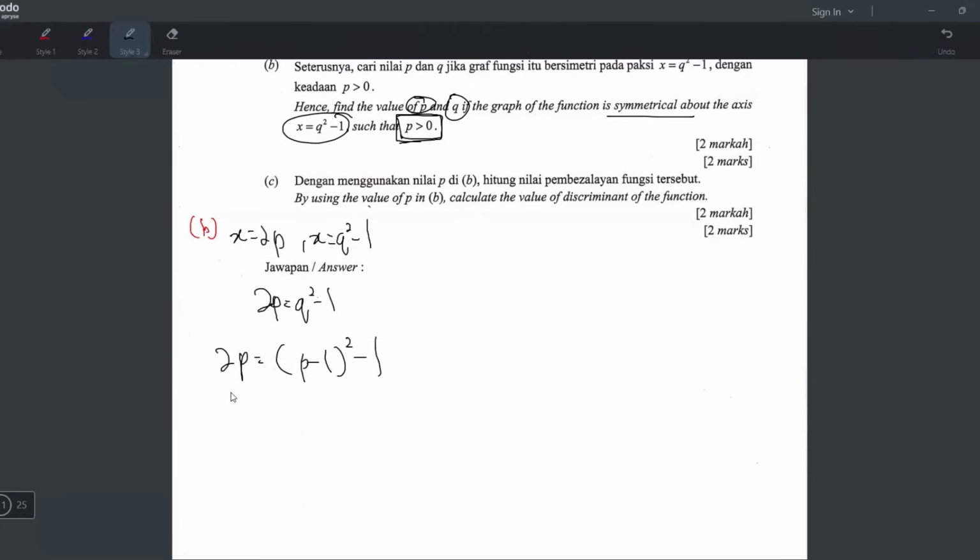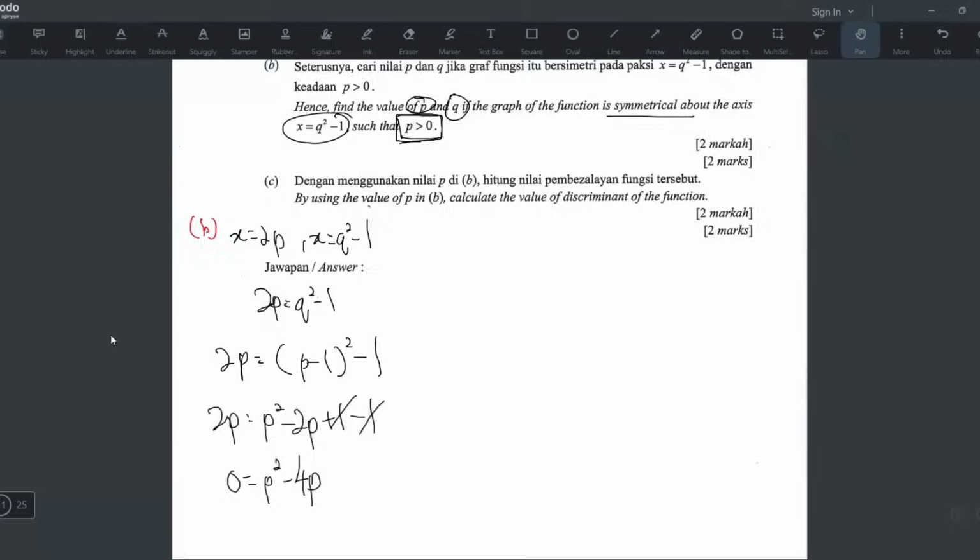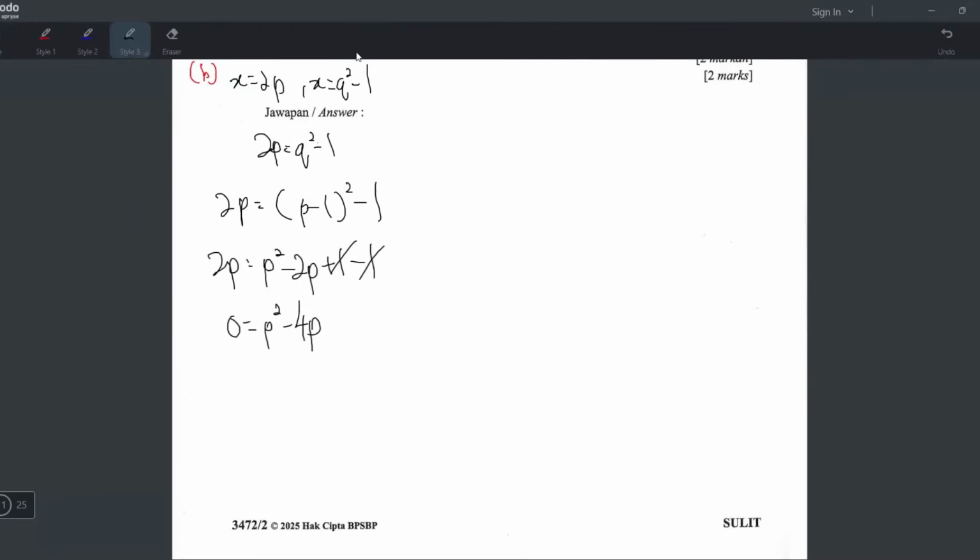Okay, so that's the plan now. So let's expand first. P, okay, when you expand this, you will do P squared, and then you will do P times negative 1 times 2, which is negative 2P. Negative 1 squared is positive 1, minus 1. 1 minus 1 is 0, and then you're just left with 0 equals P squared minus 2P minus 2P, minus 4P. Okay, for this type of quadratic equation, you don't have to use the calculator to factorize.